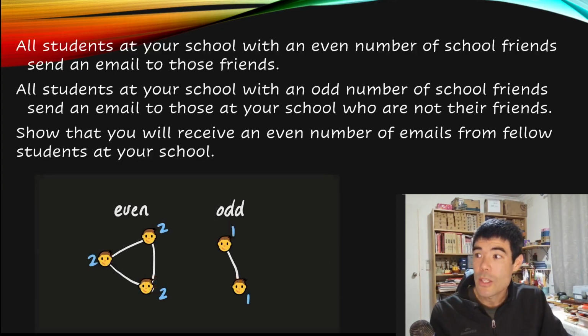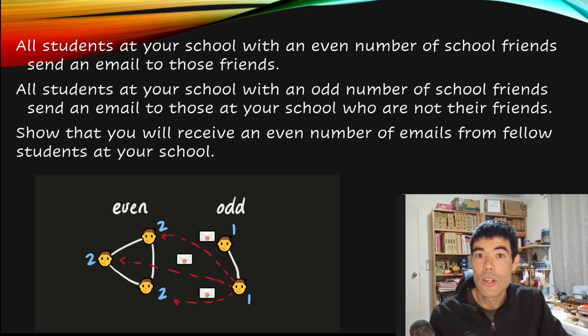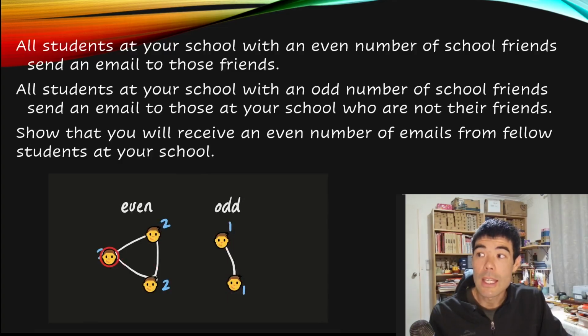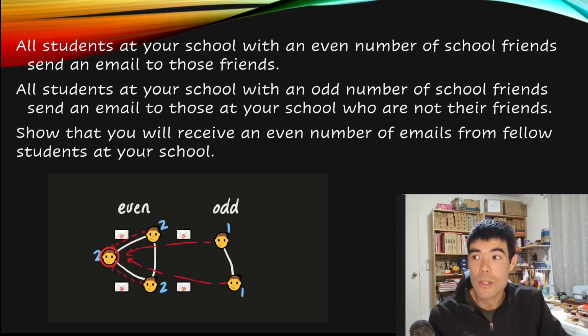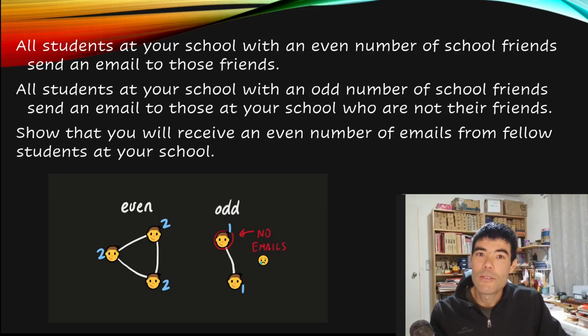So in this example, there are 3 students with 2 friends each and 2 students with 1 friend each. The even students send 2 emails to their friends. The odd students each send 3 emails to those students who are not their friends. But this question is about the number of emails that you receive. So say, for example, you are one of the even students. You get 2 emails from your even friends and 2 emails from the odd students who are not your friend. If you're one of the odd students, you don't have any even friends, and you don't have any odd non-friends, so you get no emails. It's still even. In both cases, the total number of emails you receive is even.